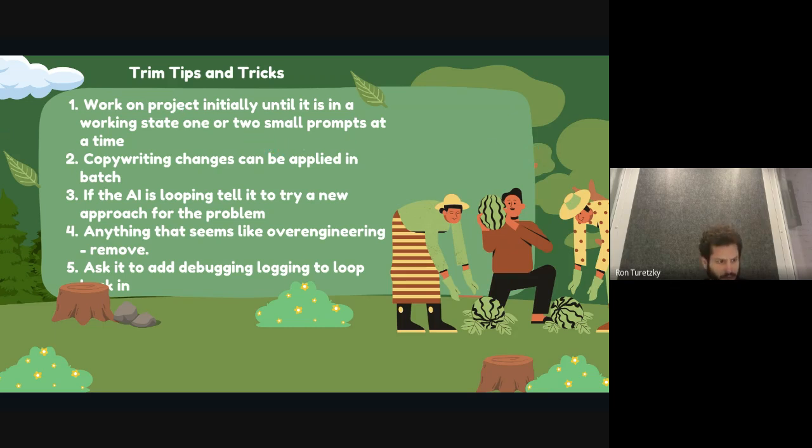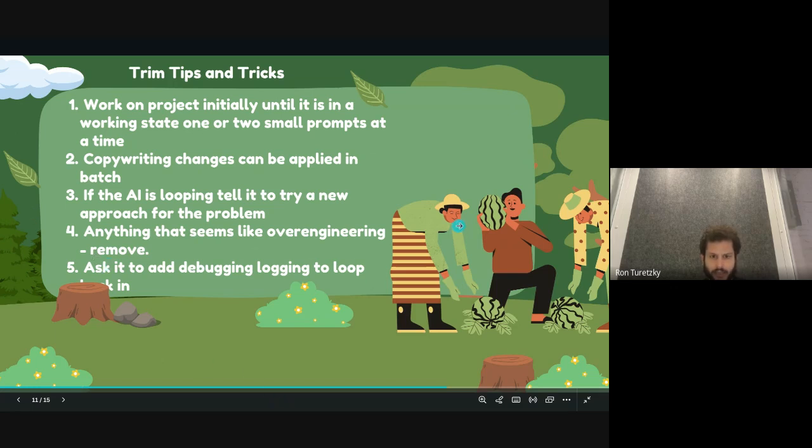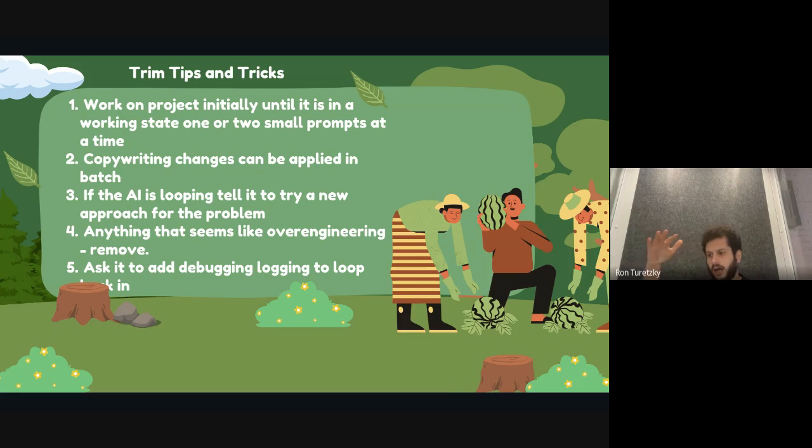Some tips and tricks for trimming. Work on it until it's at a working state before moving on to any other steps, such as pruning or grafting. You can do copywriting changes in batch, but try to give it small scopes for each prompt as much as you can.